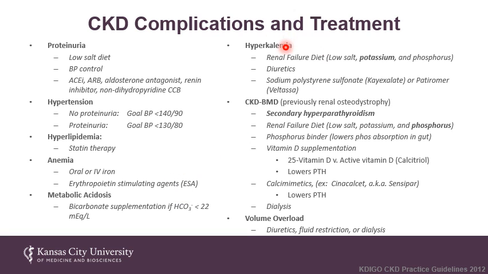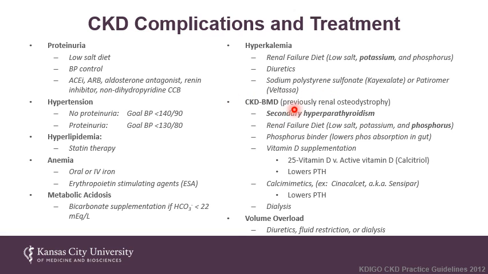If they have hyperkalemia, we'll put them on a renal failure diet, which is probably one of the worst diets you can be put on. It's a low salt diet, low potassium diet, and a low phosphorus diet, so essentially everything. You can give them a diuretic, predominantly a loop diuretic, to waste potassium, or you can use these binders that will exchange potassium with other electrolytes within the gut on these exchange resins.